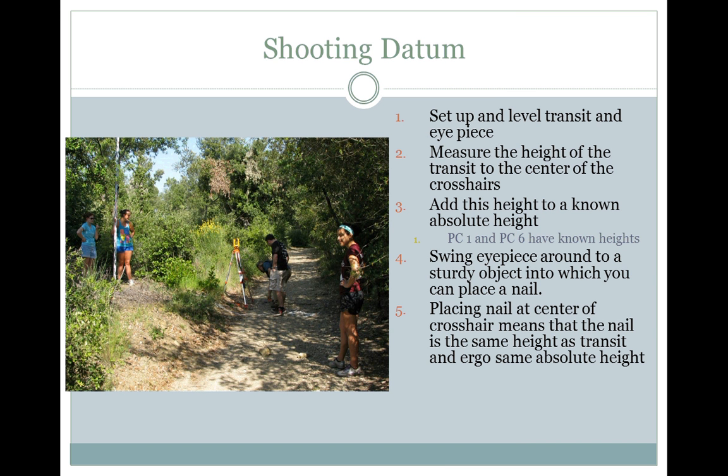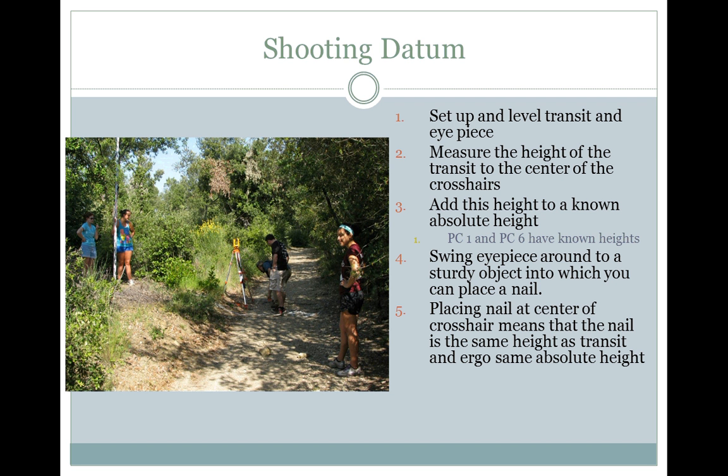Now, shooting datum points. Again, you set up the transit and level it, and you measure the height of the transit to the center of the crosshairs. And you then add this height to a known absolute height. PC1 and PC6 both have known and recorded heights.